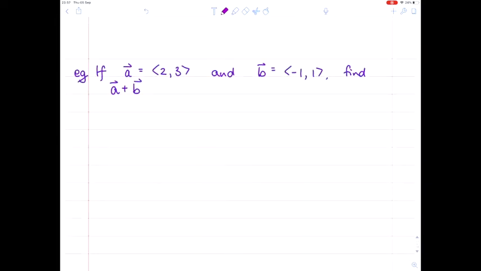So if we're working with components, how does this work? Well, it's very convenient. You just add the corresponding components. So A plus B is equal to 2 plus minus 1. So we're adding the 2 to minus 1. And then we're going to add the y components, 3 plus 1, which gives us [1, 4]. So we've got a new vector which says go 1 in the x direction and 4 in the y direction. And if you had 3 dimensions, you'd do exactly the same thing. You'd add the x components, the y components, and the z components.